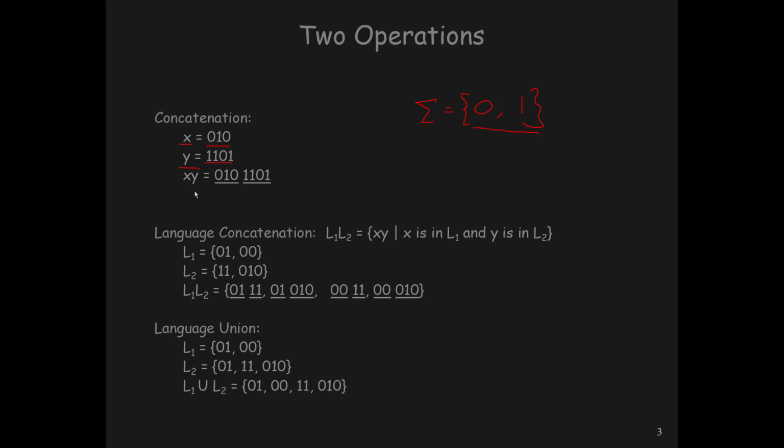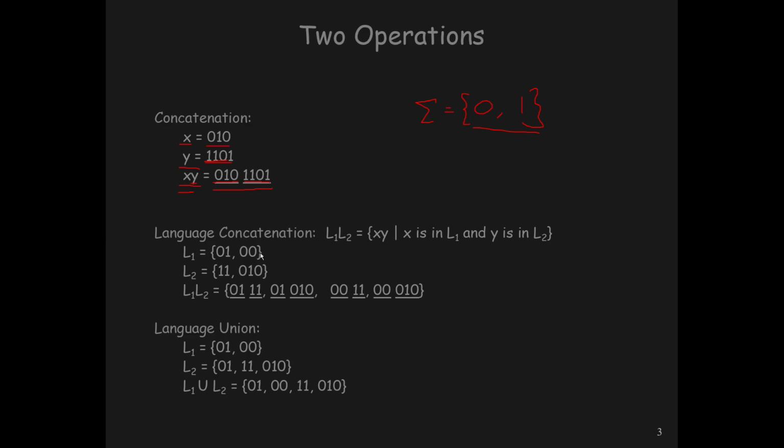Now, you can concatenate strings, which means you put one after the other. So XY: first you put all the symbols from X, so 0, 1, 0, in the same order, of course. And then you put all the symbols in Y in the same order that they came originally, okay? So 1, 1, 0, 1. The string XY is 0101101. So seven symbols in the string, okay?